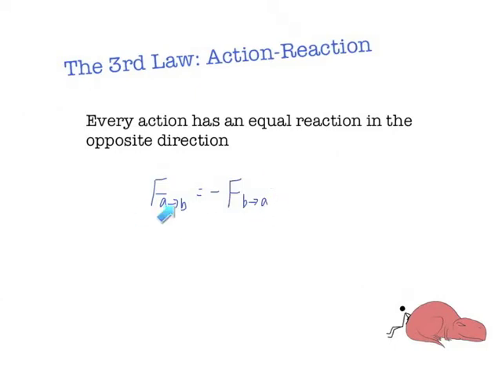And this statement covers it very comprehensively. We have the force exerted by object A on B being equal to the magnitude of the force exerted by B on A but opposite in direction. And these two forces are called action-reaction pairs.